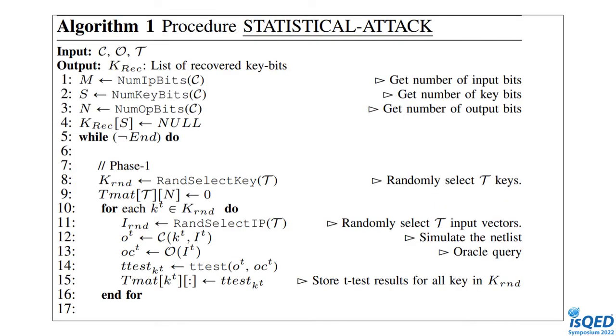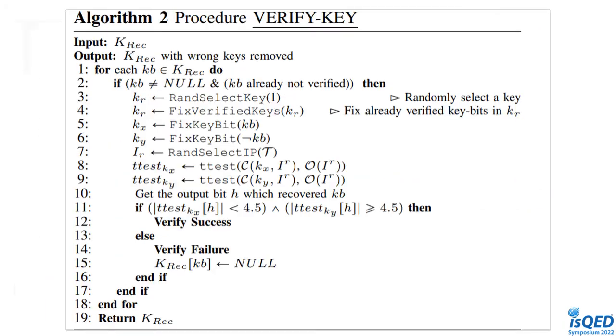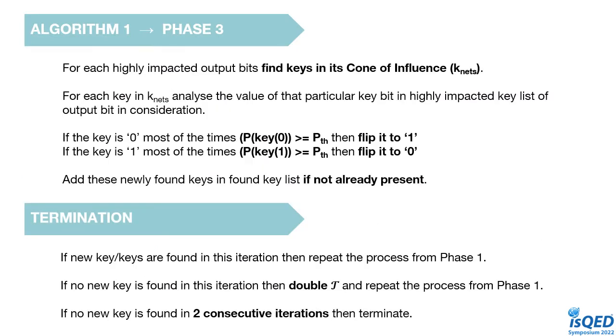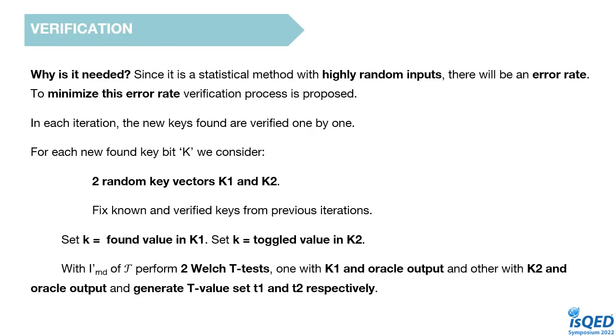So now the following slides have the algorithms and the explanation which I have already explained. So verification is needed to minimize the error rate. So in each iteration for each newly found key bit k, what we do is we take two random key vectors k1 and k2, and in k1 we fix the value of k as it is, and in k2 we toggle it, and then we perform two sets of Welch T test, one with k1 and oracle output and the other with k2 and oracle output.